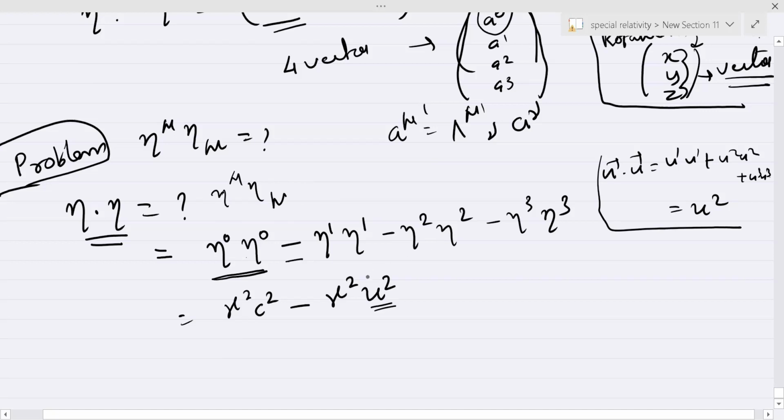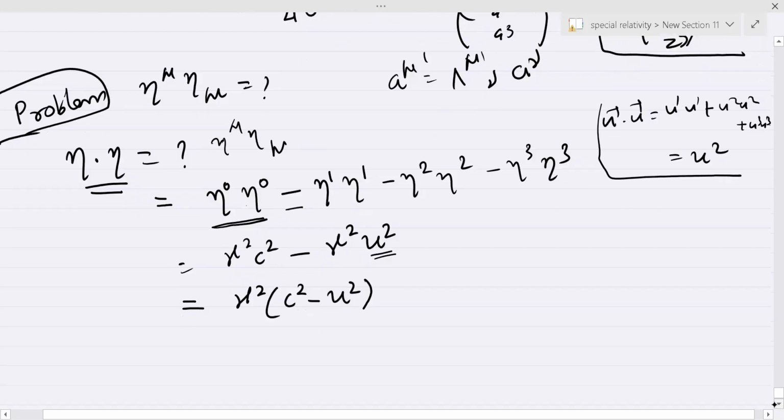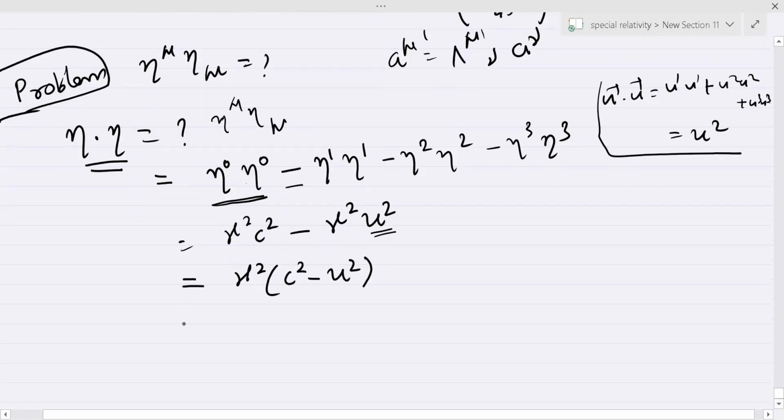Is this clear? Okay, sir. All right, so if you didn't follow, just ask me. I'll write most of the things here. So this is gamma square multiplied by c square minus u square. Correct? So you can pull this c square outside: 1 minus u square by c square. And what's gamma square?